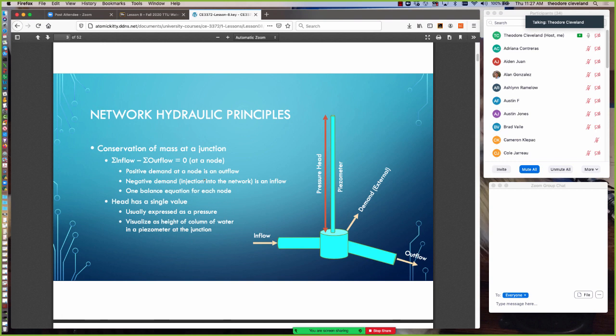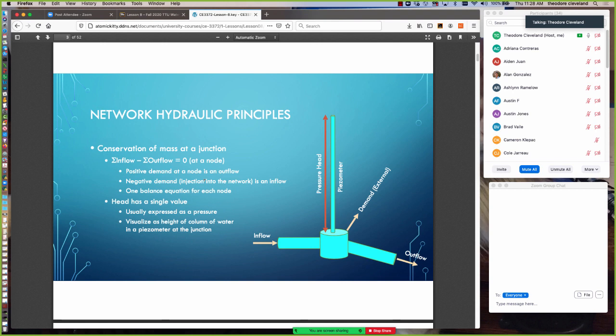The other guiding principle is that head has a single value. It's usually expressed as pressure, and the consequence of head being a single value is that along any link, any connection between two nodes, along whatever that path is, so it'll usually be a pipe, energy is conserved, or Bernoulli's equation is in effect. It says that the head at one node is equal to the head at the other node plus the head loss going from node 1 to node 2, or whatever the naming convention is.